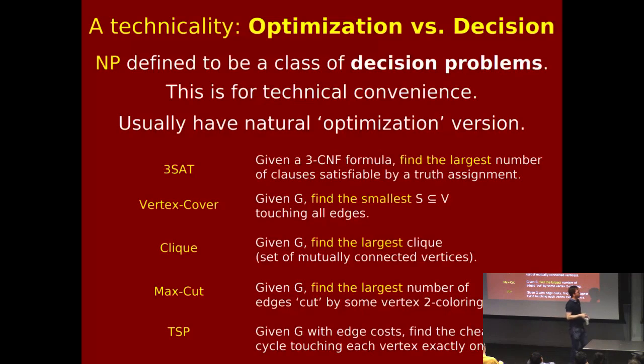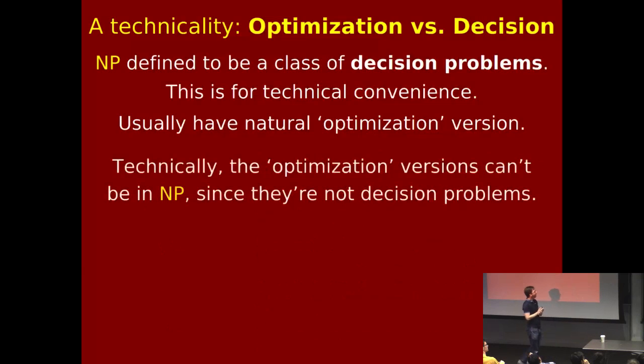So it is true for all of these problems that if you can solve the optimization version of any one of these problems, you can solve the optimization version of any of the other ones. Okay. Any other questions? OK, so we'll talk about the optimization version in the rest of the class because it's a bit more natural.